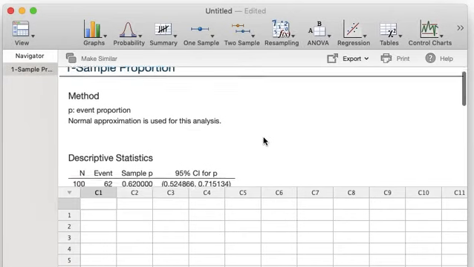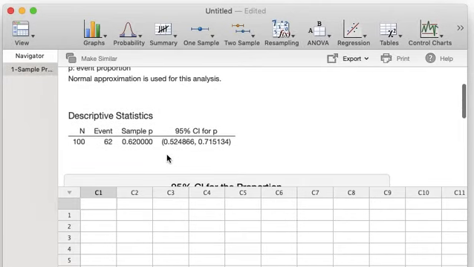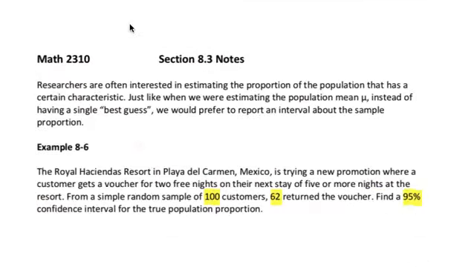And here's my confidence interval. They're going to tell me the sample value for P, which is 62%, and here's the confidence interval. So I am 95% confident that the interval from 52.5% to 71.5% contains the true proportion of the population who would use the voucher. So my answer for this problem would be 0.525 to 0.715.